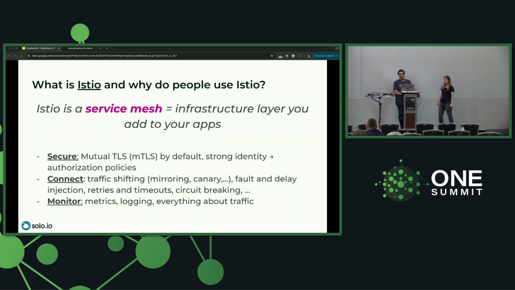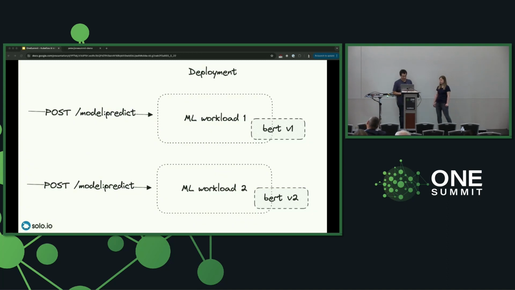The second thing is connecting your applications and workloads. This is traffic shifting, mirroring, canary deployments, fault and delay injection, retries and timeouts, circuit breaking, outlier detection, and a bunch of other stuff. And lastly, because all the traffic is flowing through the mesh, you get rich observability, rich metrics of everything that's coming in to your applications, as well as everything that's exiting. So metrics, logging, and basically everything about the traffic.